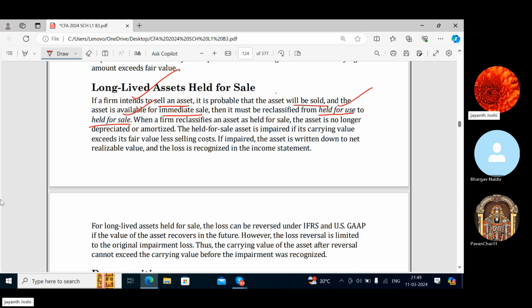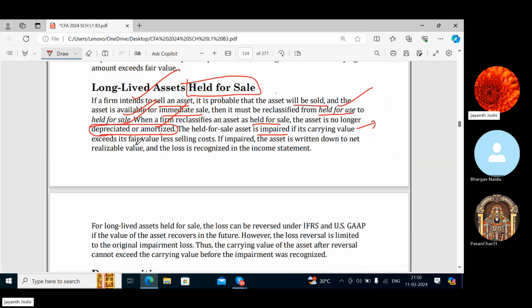When a firm reclassifies an asset as held for sale, the asset is no longer depreciated or amortized. Very important point. Please make a note of all these points. Whenever you show the asset in the held for sale category, from now onwards you will never depreciate or amortize that asset. Amortization in case of intangibles, depreciation in case of tangibles. If the held for sale asset is impaired, you should only check whether the value in the market is increasing or decreasing, and you have to account for it.